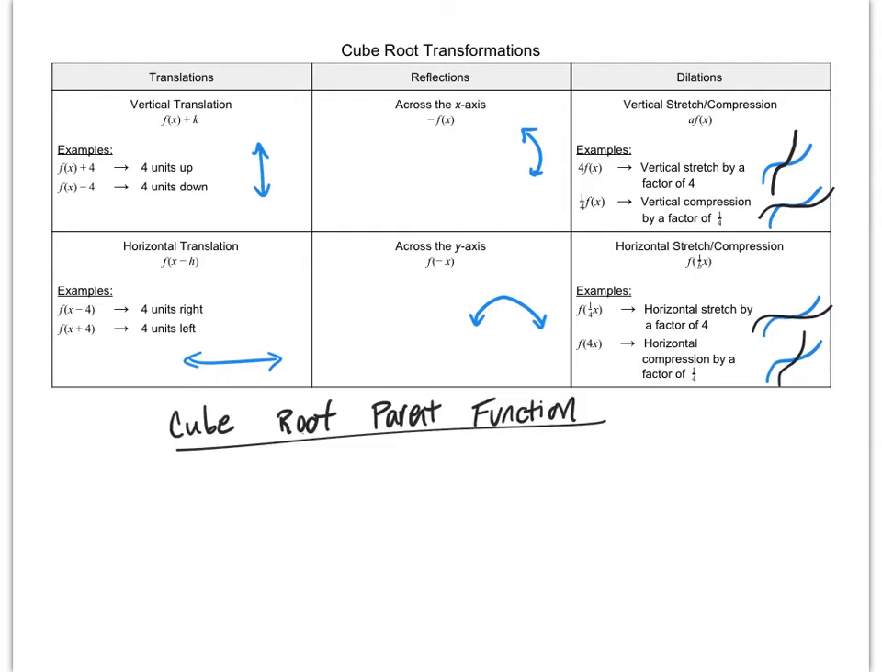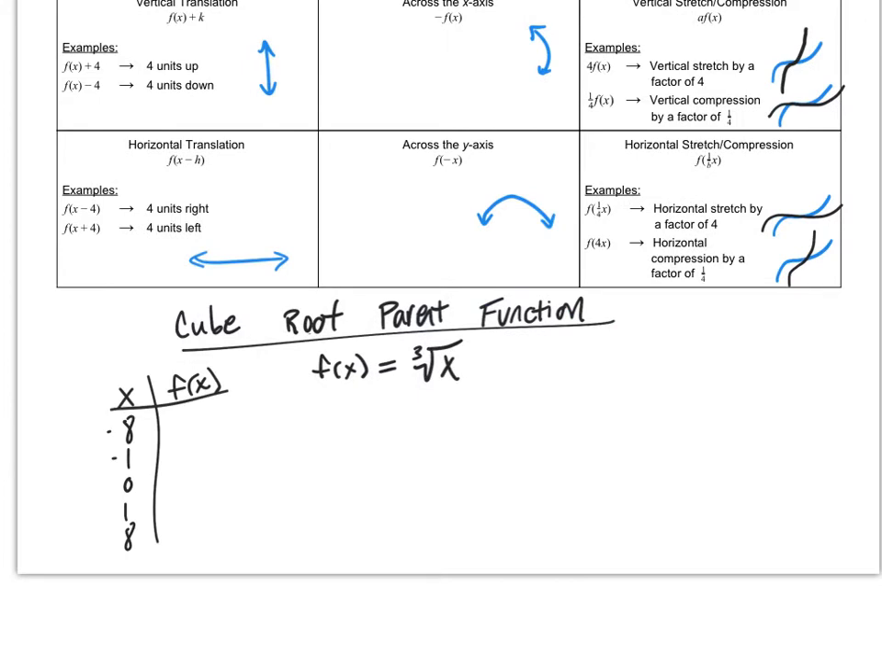So let's just review the cube root parent function really quick. The cube root parent function is f of x equals the cube root of x. And we could explore this by making a table of values where all of our x's are perfect cubes. For example, the cube root of -8 is -2, because -2 times -2 times -2 equals -8. The cube root of -1 is -1, because -1 times -1 times -1 equals -1. The cube root of 0 is 0. The cube root of 1 is 1, and the cube root of 8 is 2.